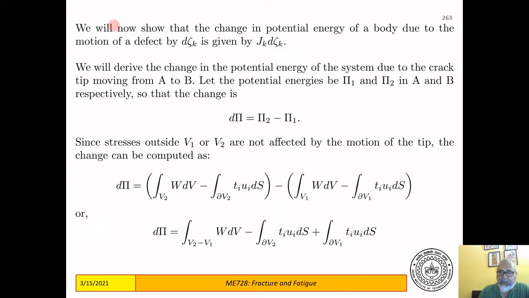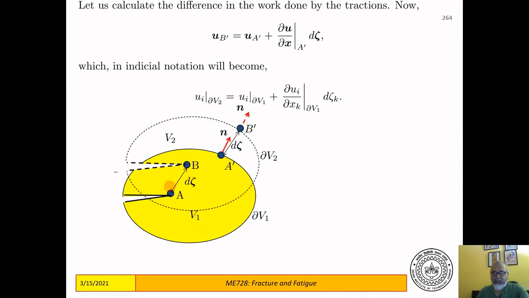Now let us see what is the relationship between the change in potential energy due to a motion of the crack tip and the Jk values. What we are envisaging is that there is a crack tip here and there's a region around the crack tip which we call V1, within which the effects of this crack tip stress field are constrained. The effects outside this region V1 are small, and the crack tip moves from a point A to B, so that the yellow region moves from V1 to V2. It's like a rigid body motion of the region around the crack tip.